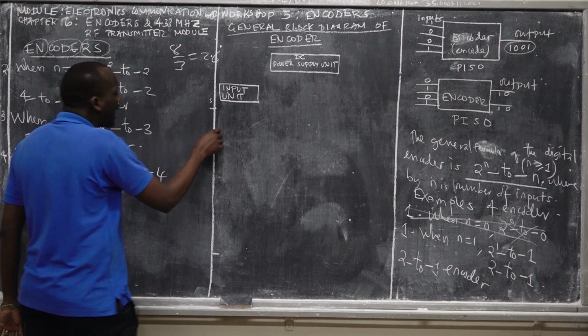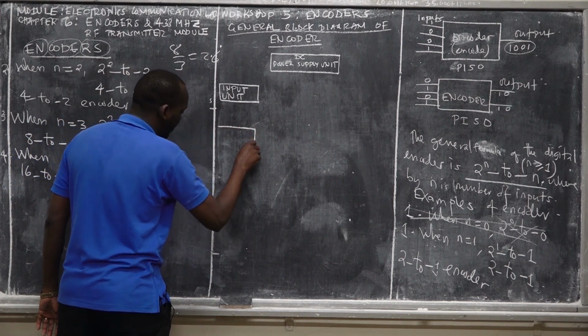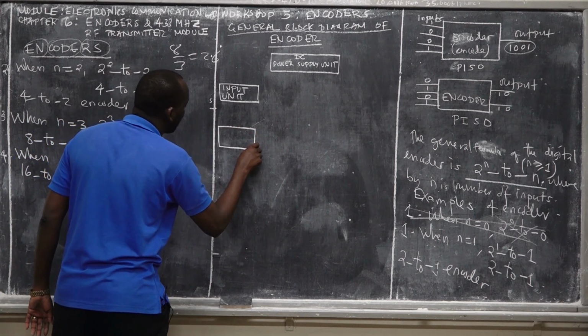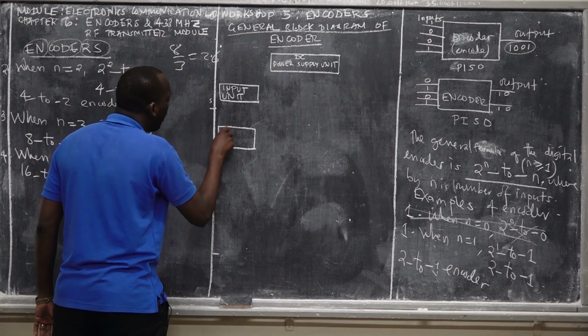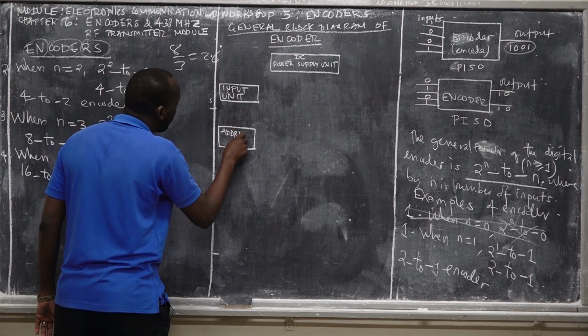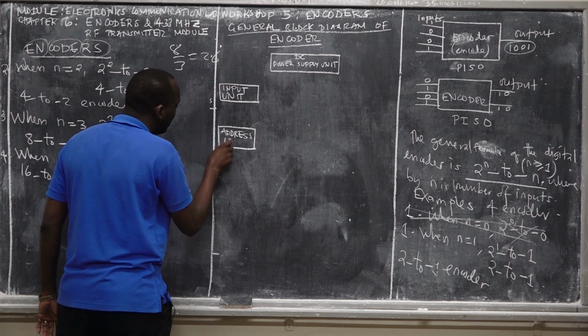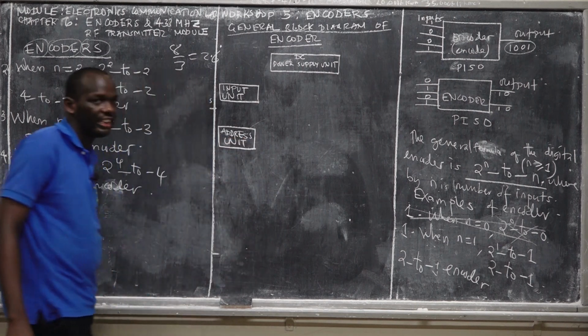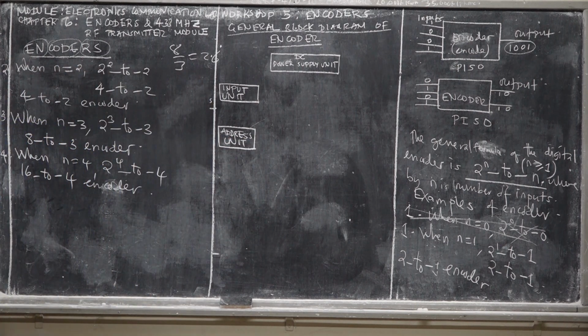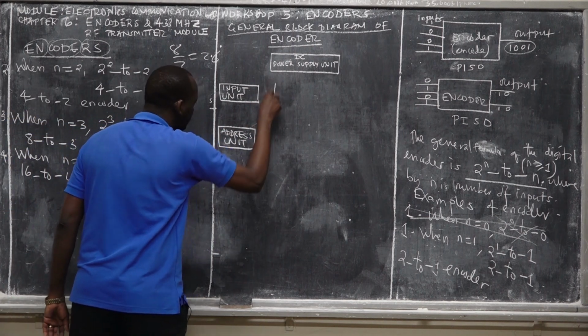Then for the encoder, we have a new block that I have never spoken about because I was waiting for this time. All the encoders have a block we call the address unit. Say address unit. Because you say that it will give us the binary coded information. How will it give us the binary coded information?